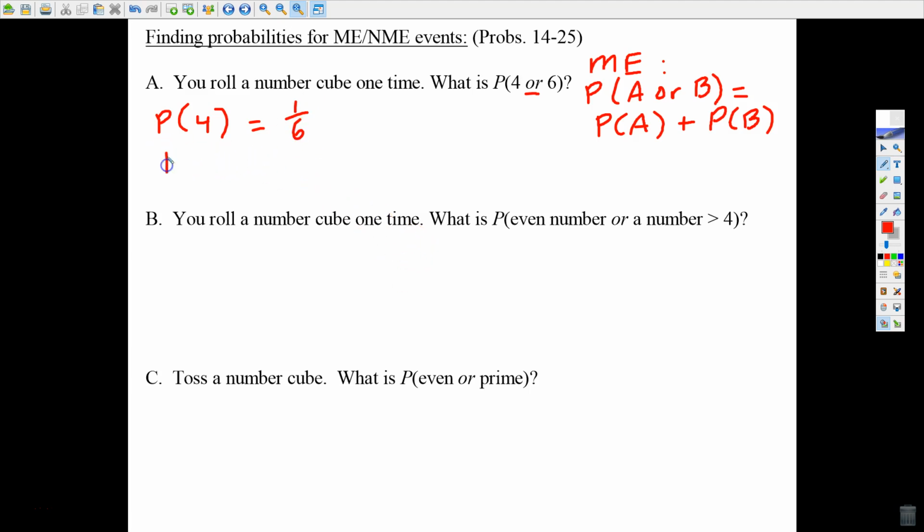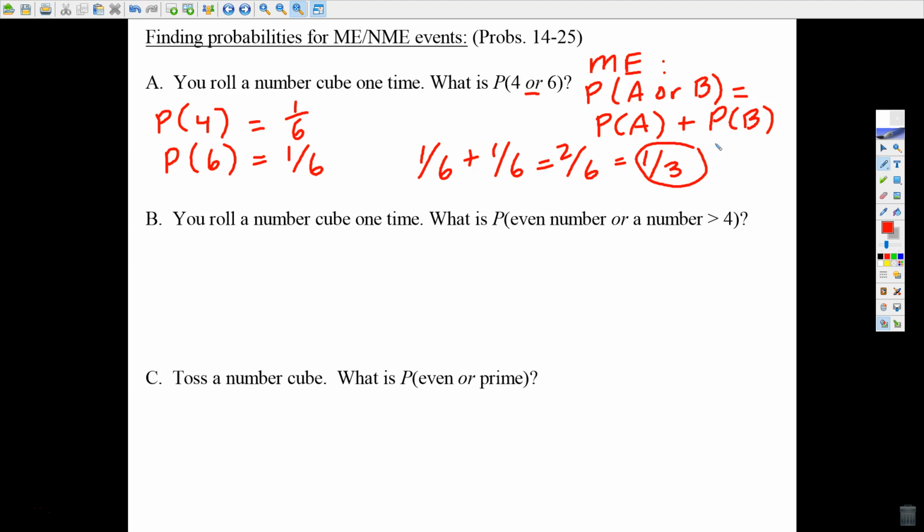Now do the probability of getting a 6. 1 over 6. And all I have to do now is just take those 2 separate probabilities and add them together. And make sure you reduce if you can. Now that's for mutually exclusive. There is no possible way for both of these to happen at the same time.